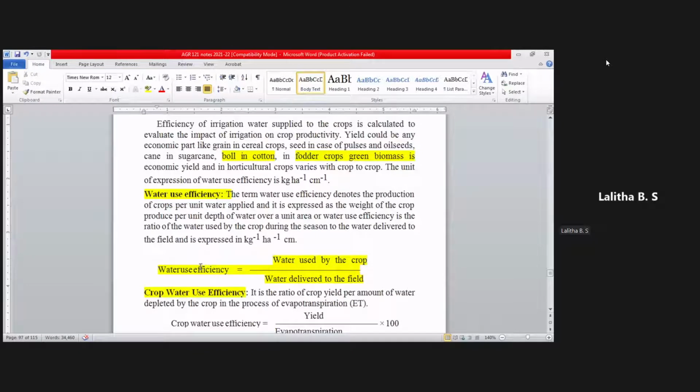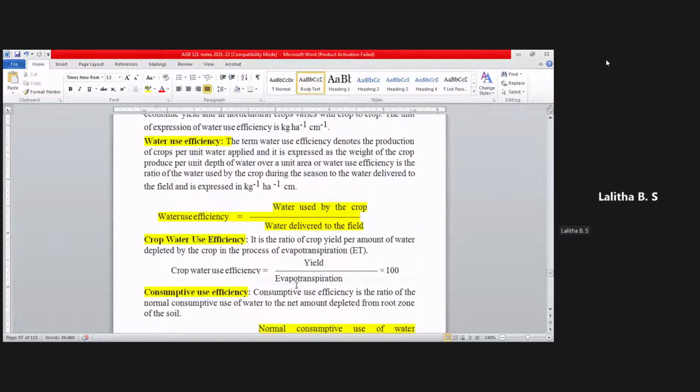See, the water use efficiency is expressed by this. This is the formula. Water use efficiency is the water used by the crop. Then again, the water actually diverted to the field also we are going to have. So again, a crop water use, different terms we are going to use here.